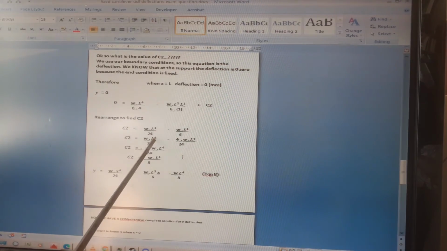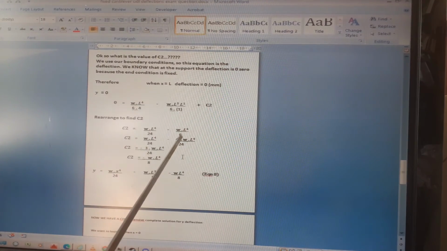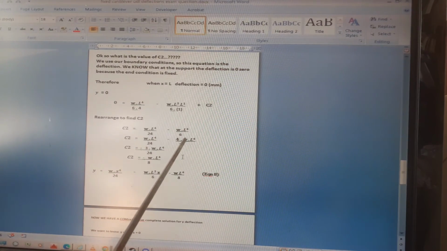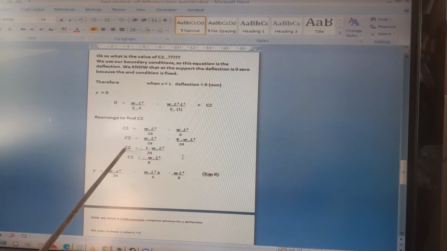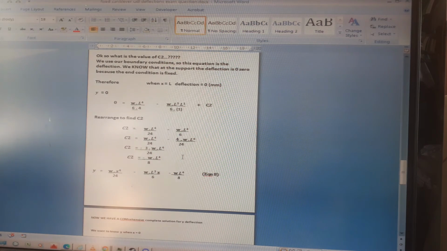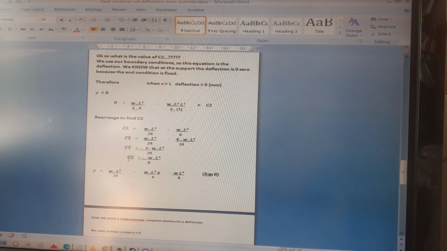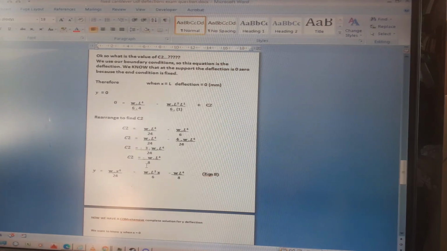c2 equals wL to the power of 4 divided by 24 minus 4 times wL to the power of 4 divided by 24, because 1 over 6 is 4 over 24. So c2 is equal to minus 3 over 24 wL to the power of 4. 3 over 24, dividing by 3 on the top and bottom, equals 1 over 8. So c2 equals minus wL to the power of 4 divided by 8. That means now c2 is minus wL to the power of 4 over 8.